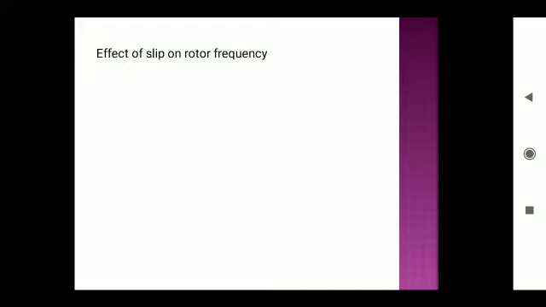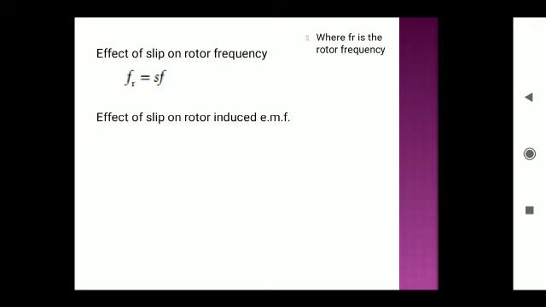Now, the effect of the slip on rotor frequency, that is Fr, equals the multiplication of slip and the supply frequency, where Fr is the rotor frequency. And the effect of the slip on rotor induced EMF, that is Er2 equals S E2. S is the slip and E2 is the standstill induced EMF of the rotor, and Er2 is the rotor EMF.